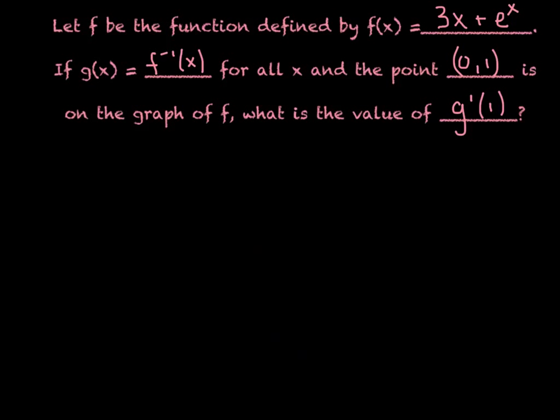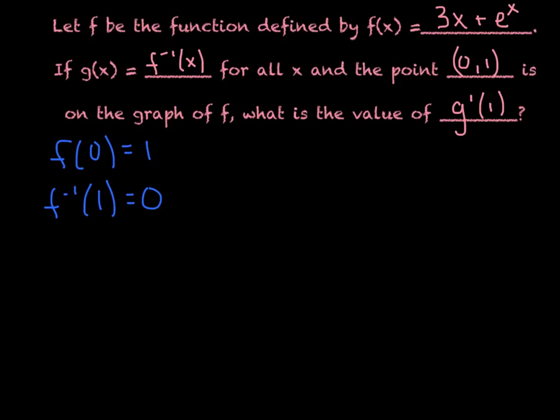Okay, so on this particular one, they defined f right here. They tried to spice it up with that e term in there. Of course, g is designated as the inverse of f. And now here's the kicker, which you have to pay attention to. The point (0, 1) is on the graph of f. So what I said is that means f of 0 equals 1. In other words, f inverse of 1 must equal 0.